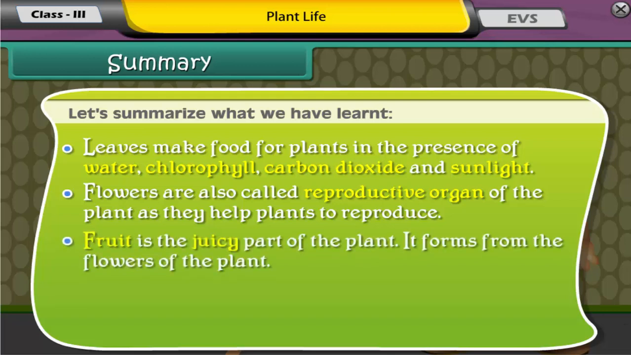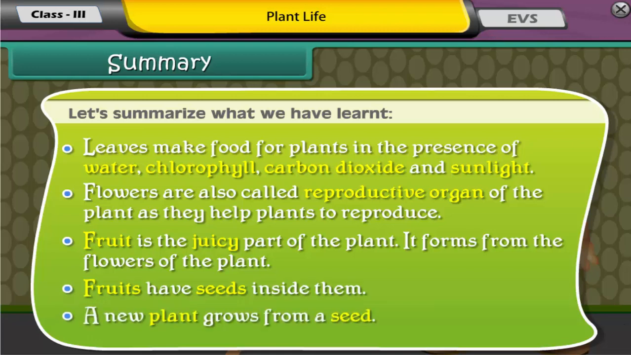Fruit is the juicy part of the plant. It forms from the flowers of the plant. Fruits have seeds inside them. A new plant grows from a seed.